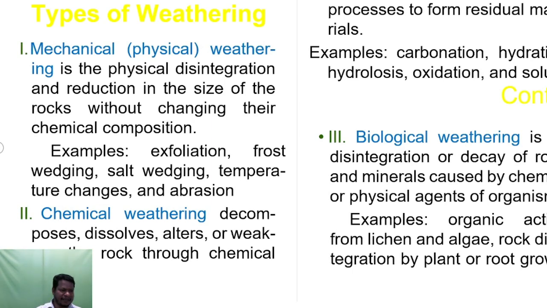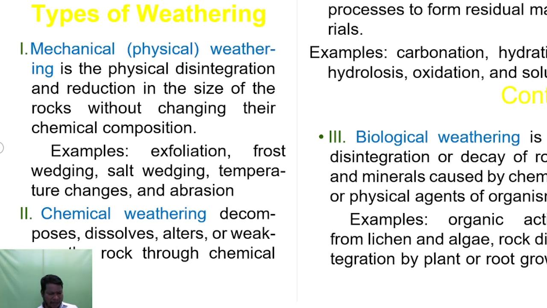So mechanical weathering is the physical disintegration and reduction of the size of the rock without changing their chemical composition. Examples: exfoliation, frost wedging, salt wedging, temperature changes and abrasion. These are examples of mechanical weathering.